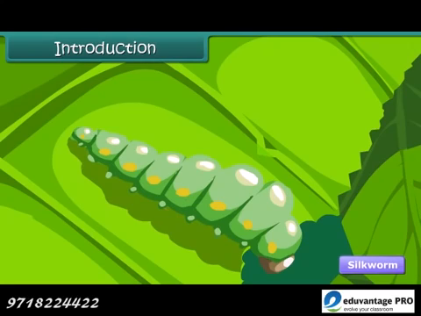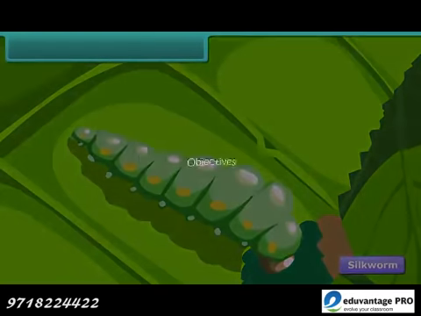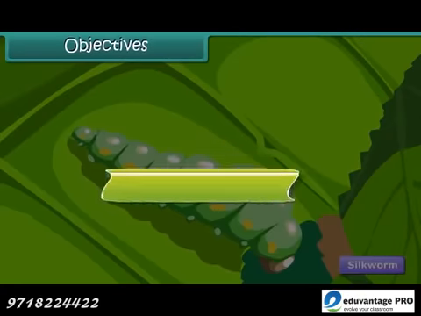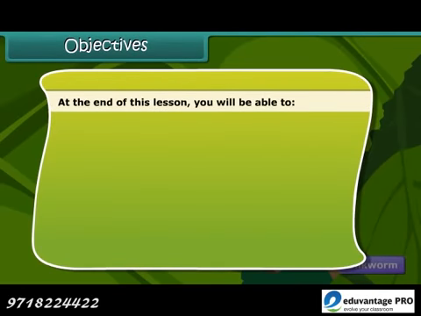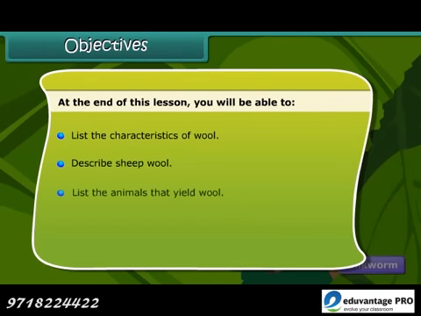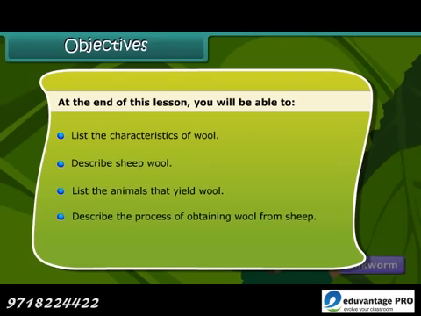In this lesson, we learn about an animal fiber, namely the wool, in detail. Objectives. At the end of this lesson, you'll be able to list the characteristics of wool, describe sheep wool, list the animals that yield wool, describe the process of obtaining wool from sheep, explain the processing of fibers into wool.